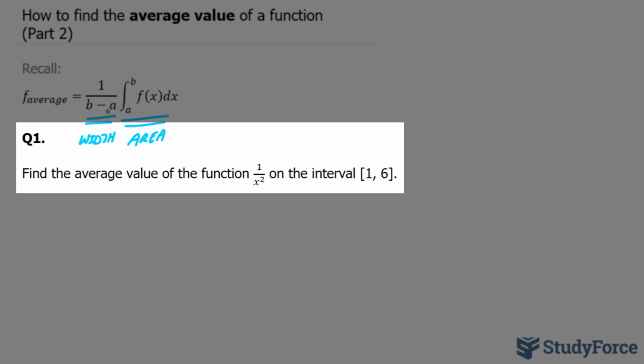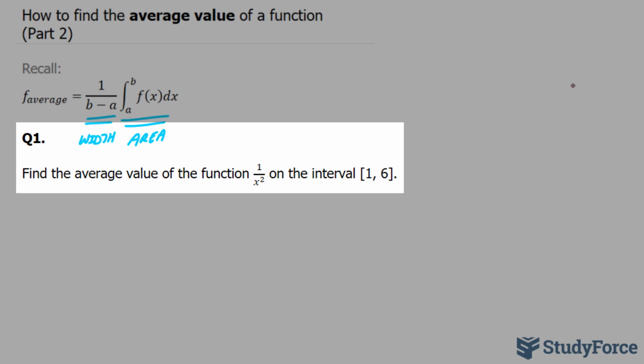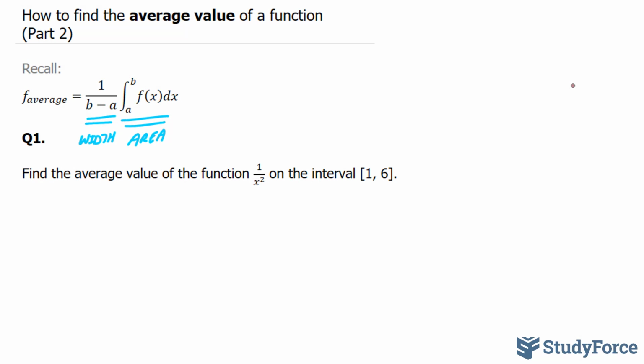Find the average value of the function 1 over x squared on the interval between 1 and 6. So what we should do first is fill out everything we know. We know that f average is equal to 1 over 6 minus 1 times the integral between 1 and 6, where that represents your a and that represents your b, your lower and upper limit. And our function is 1 over x squared dx.